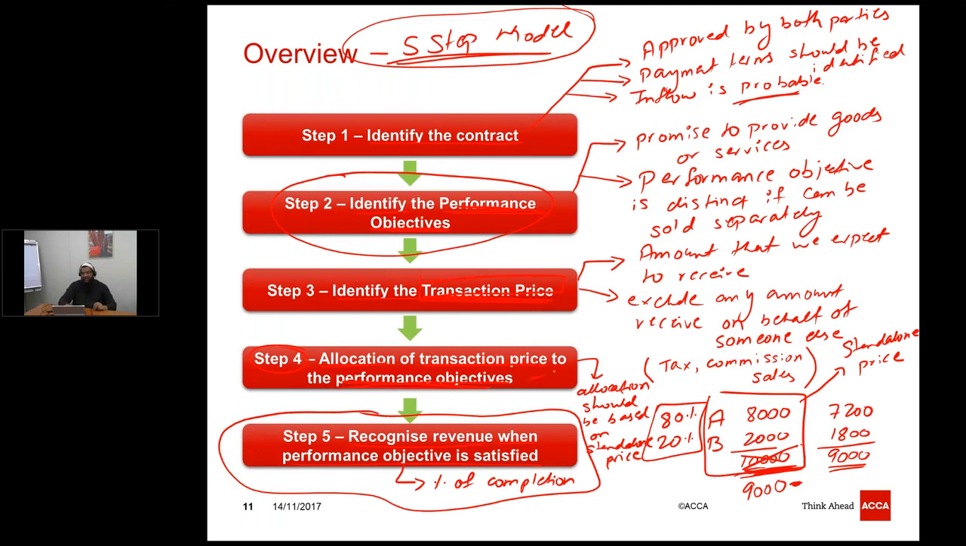Step 4 is that we are allocating the price onto the objectives, and we are going to allocate them on a standalone basis. So if product A is of 8,000, product B is of 2,000 out of 10. So product A is 80% and product B is 20%. So if I'm charging 9,000 for both on a discount, so 80% of 9,000 is for A and 20% of 9,000 is for B.